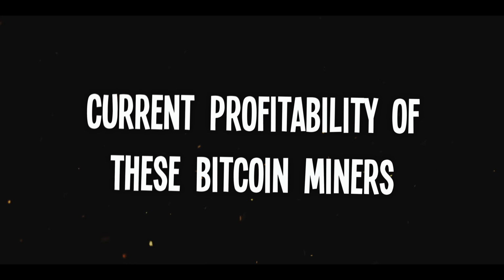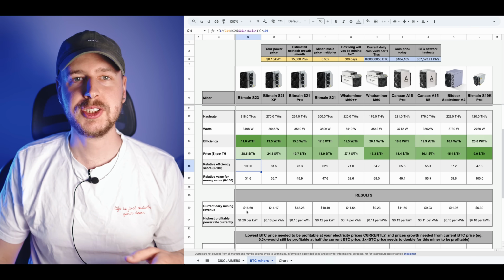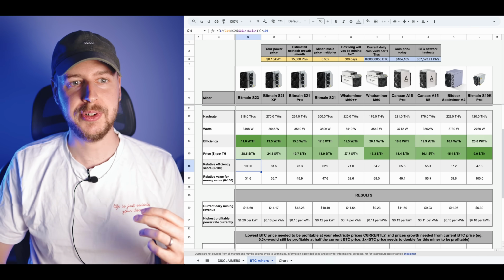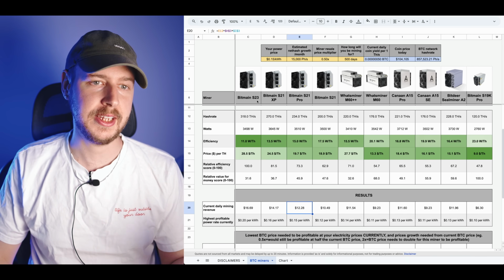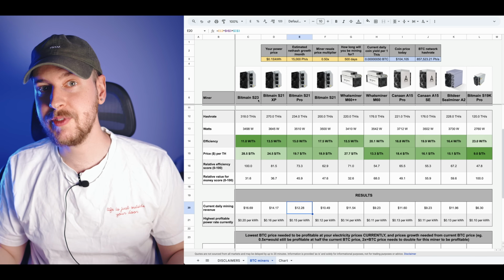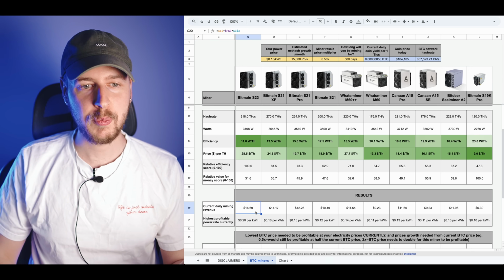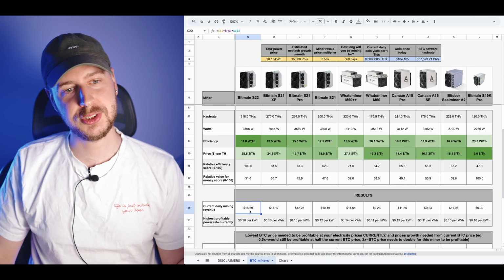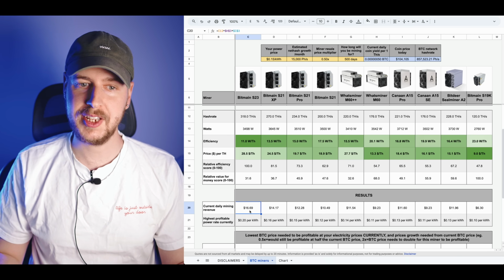Let's look at the actual mining results as of today. So current daily mining revenue is just how many dollars' worth of Bitcoin these miners bring home per day right now. You see the S23, if you were to have it right now, which you don't, it's not coming out until next year, would bring in just under $17 of mining revenue daily.